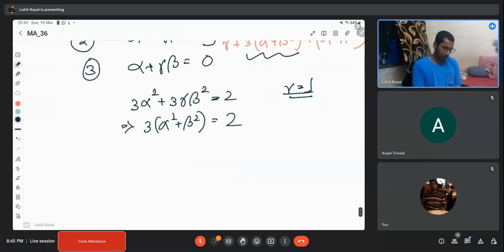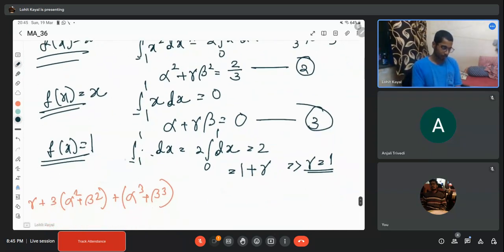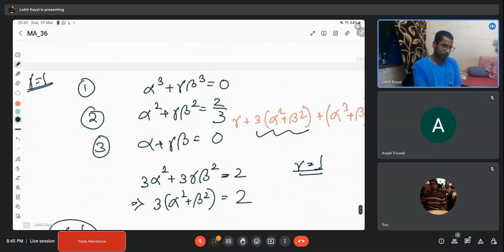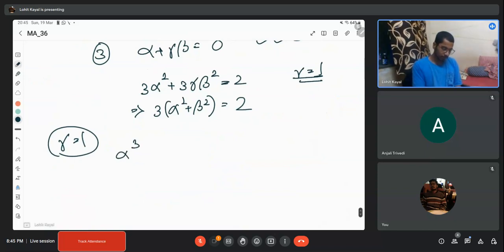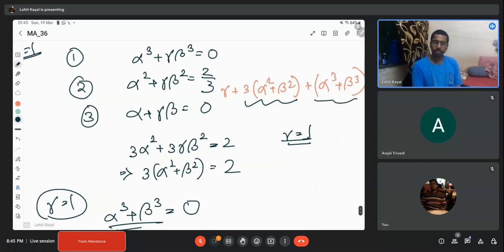Now gamma equal to 1. You see that using this thing makes our job very simple. If x equal to 1 there, then it is instantly giving me gamma equal to 1. So if I put gamma equal to 1 in equation 1, I will get alpha cube plus beta cube equal to 0. So I have also got this part as well.